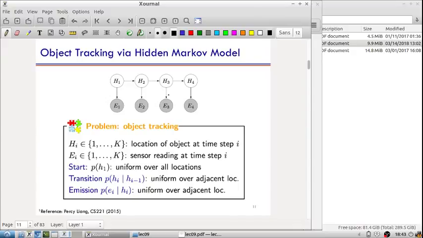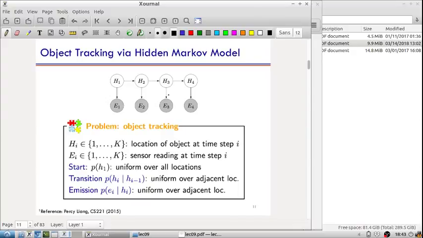So the description of the model is you start with some distribution over where the object could be. Okay. If it's on a 2D grid, maybe you don't know where the object is. Maybe it's a uniform distribution. So if the 2D grid has 5 cross 5 cells, which means 25 cells, then the probability of being in any cell is 1 by 25. That's it.